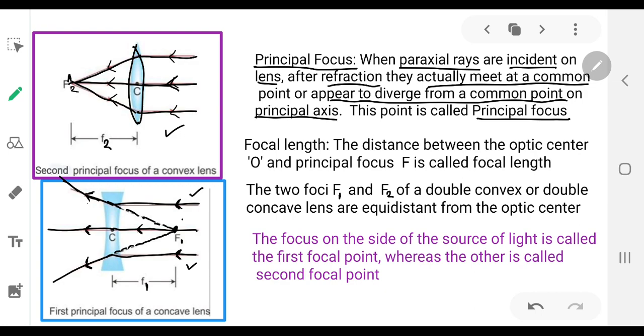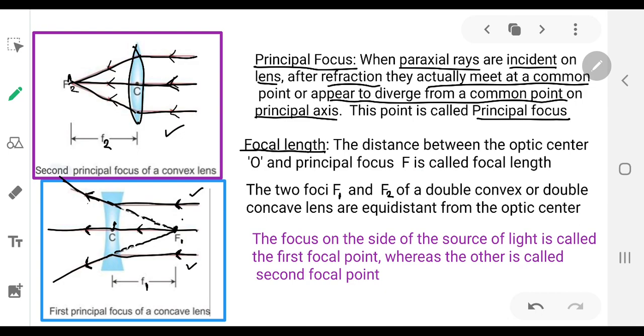But in case of a concave lens, after refraction, the rays diverge. But what is the direction of the divergence? The refracted rays are extrapolated back. They appear as if they are diverging from a common point. That common point is called the principal focus. The distance between the optic center O and the principal focus is called the focal length.